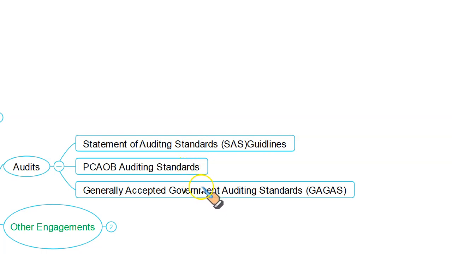And then we have the third set of audit standards, generally accepted government auditing standards, called GAGAS. These are issued by the Government Accountability Office. They are applicable to government organizations, government programs, government entities, or those entities that receive funds from the government. So the audit of their financial statements and their performance audit is conducted under this set of professional standards.